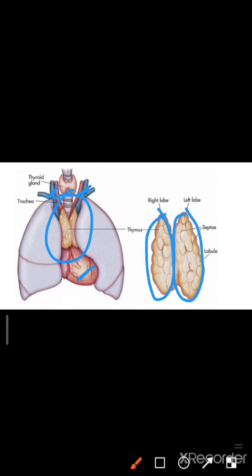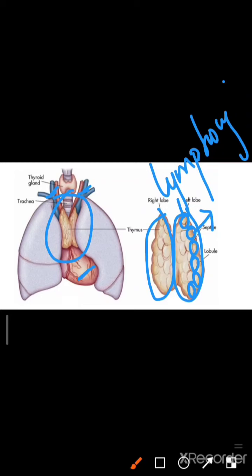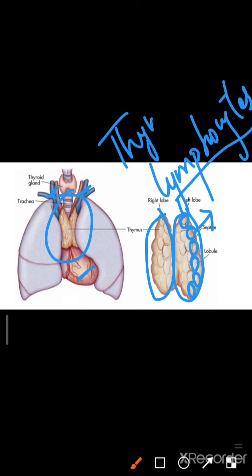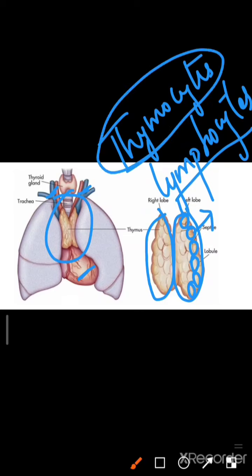These lobes are again divided into lobules. These lobules have lymphocytes in them. These lymphocytes are also called thymocytes. The cells present in the thymus are known as thymocytes. These thymocytes are tightly arranged to form the cortex and medulla. So here you can see the thymus is a bilobed organ, and these lobes are again divided into lobules.